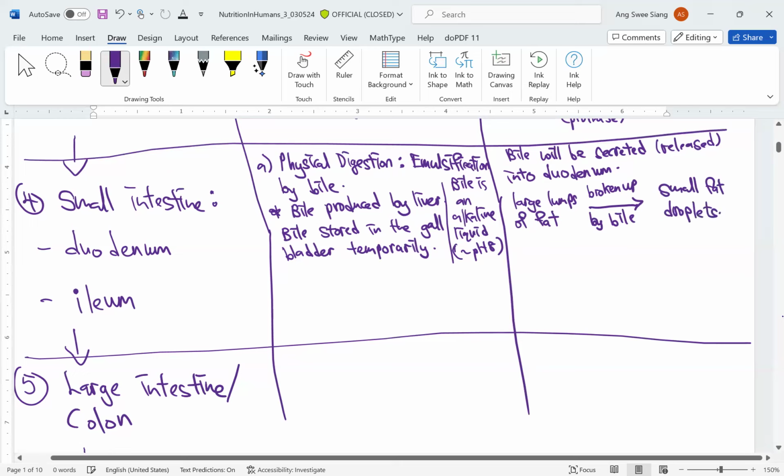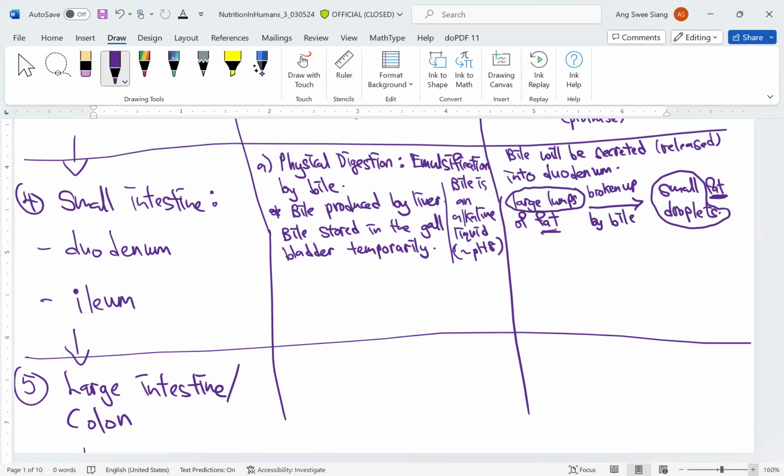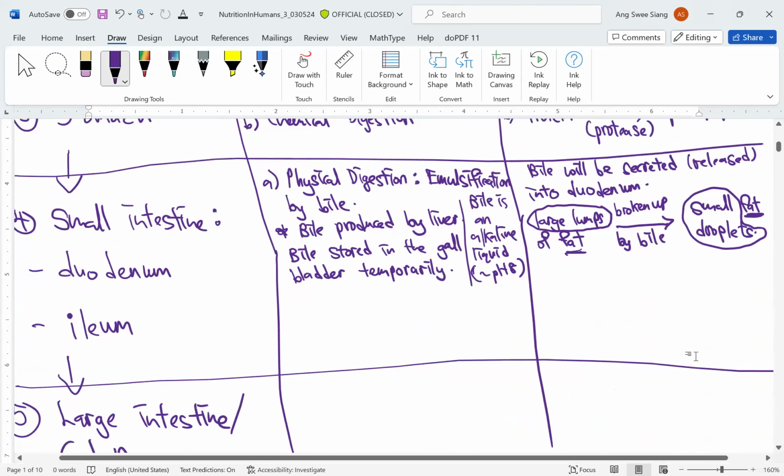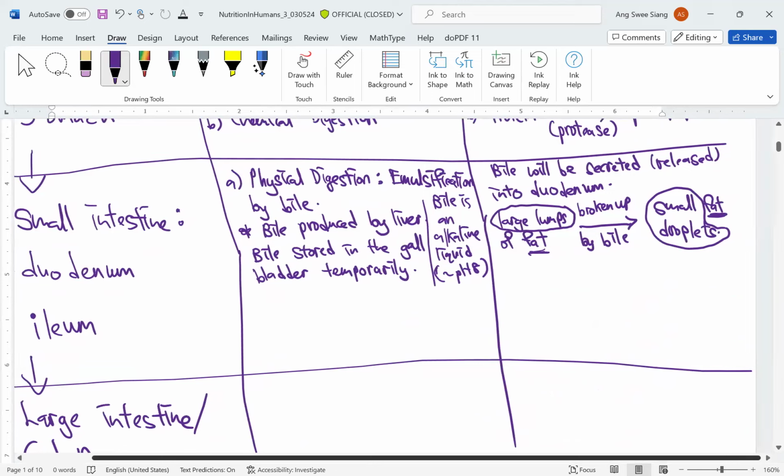So you start with fat, you end with fat. There are no new substances formed. The only difference is initially it is in larger pieces, then now it is in smaller pieces. The food is in larger physical size, and after physical digestion, it becomes smaller physical size, not smaller molecules. There is a difference.